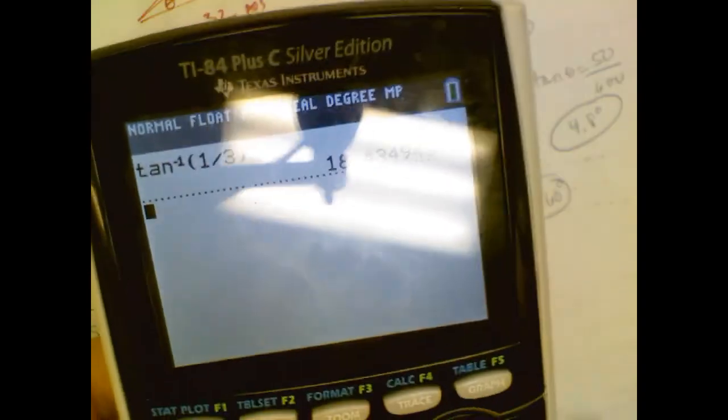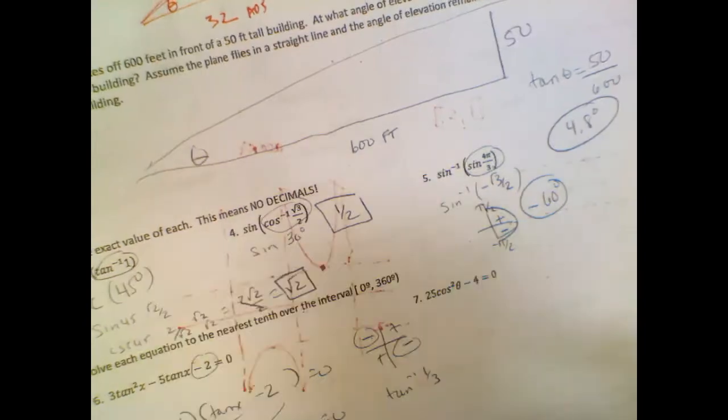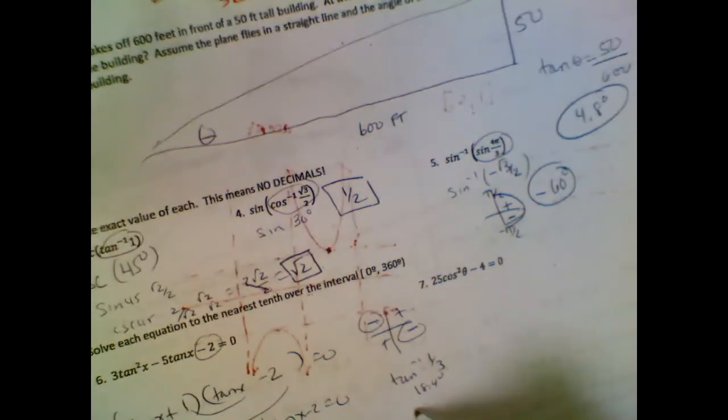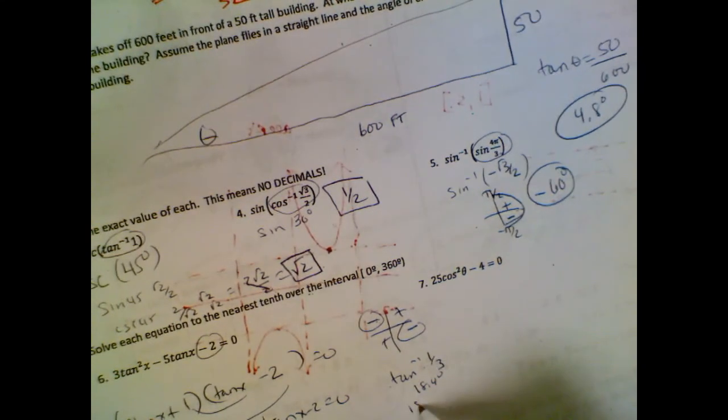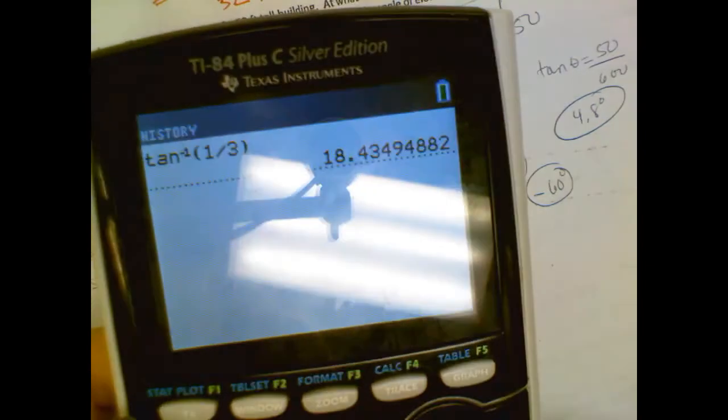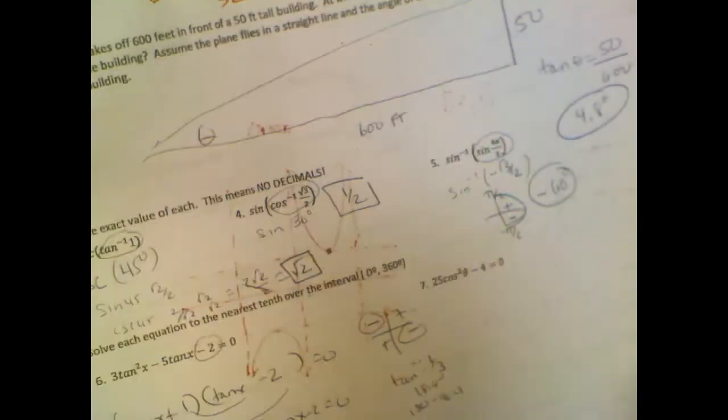Tangent of 1/3 is 18.43. Oh, am I in degrees? So this is 18.4 degrees, but we want second quadrant, so you're going to do 180 minus 18.4. I'm just going to go up and highlight this. 161.6.